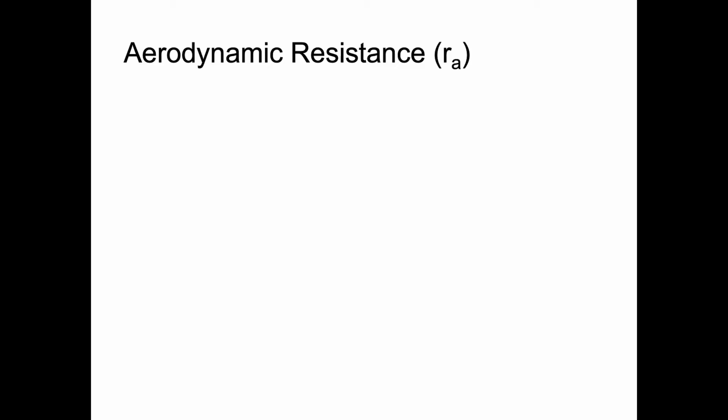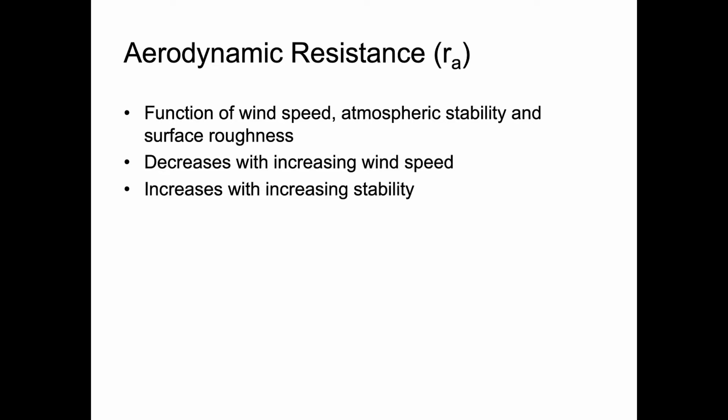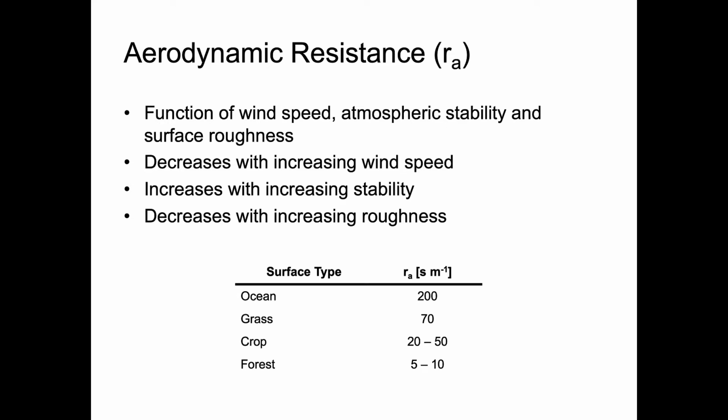One of them is the aerodynamic resistance, which is a function of wind speeds, atmospheric stability and surface roughness. Generally, Ra decreases with increasing wind speed, increases with increasing stability and decreases with increasing roughness. It's a quantity that is rarely measured explicitly. However, theoretical estimates for different surfaces show that the Ra can have quite a large range.